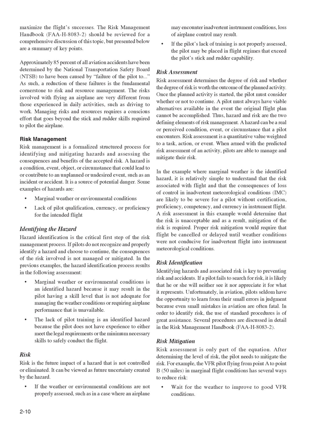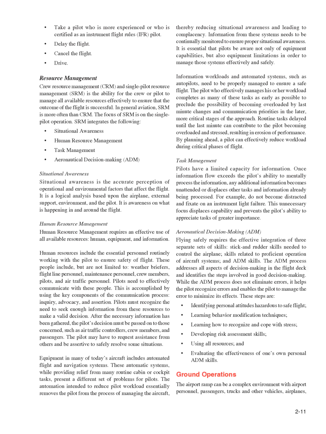FAA-H-8083-3B. Risk mitigation. Risk assessment is only part of the equation. After determining the level of risk, the pilot needs to mitigate the risk. For example, the VFR pilot flying from point A to point B, 50 miles, in marginal flight conditions has several ways to reduce risk. Wait for the weather to improve to good VFR conditions. Take a pilot who is more experienced or who is certified as an Instrument Flight Rules, IFR, pilot. Delay the flight. Cancel the flight.